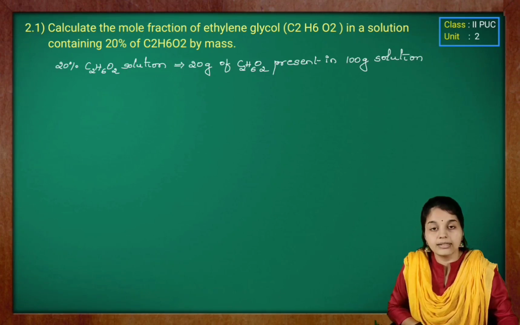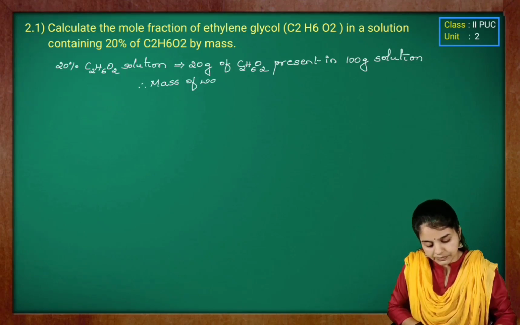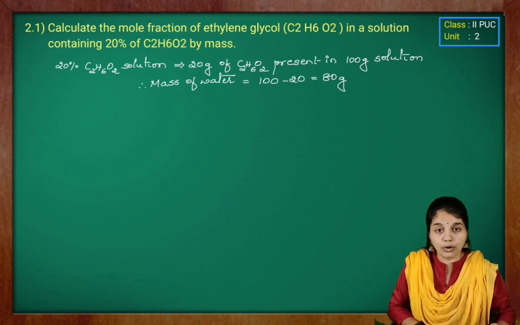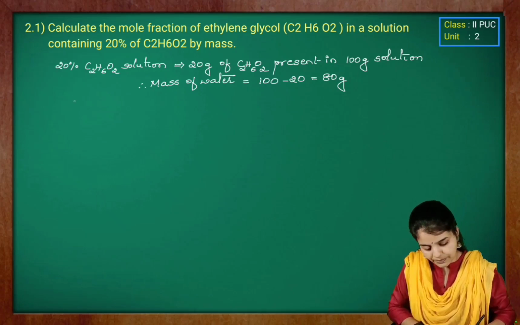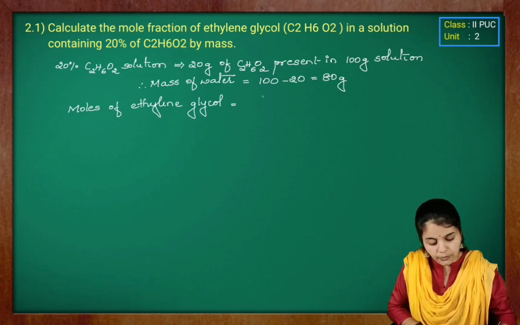So from this we can calculate the mass of water present in the solution. Therefore, mass of water is 100 minus 20, which is equal to 80 grams. So now let us calculate the moles of ethylene glycol as well as water. Moles of ethylene glycol is equal to its mass divided by molar mass.